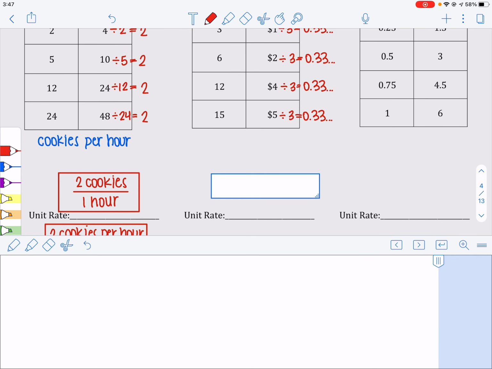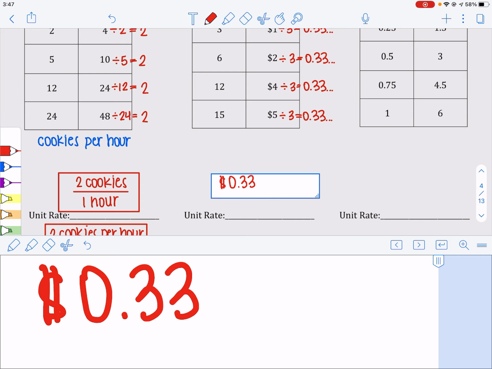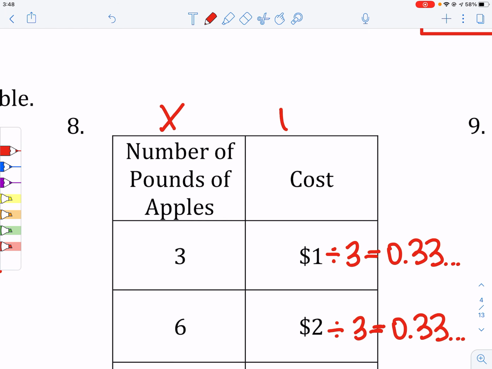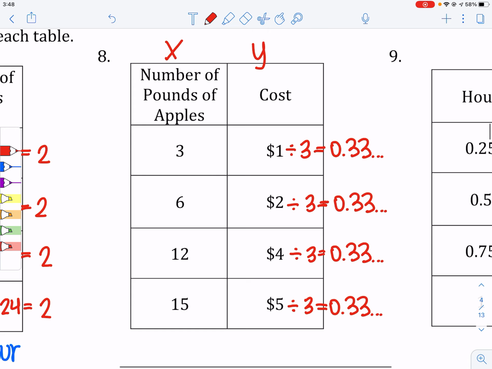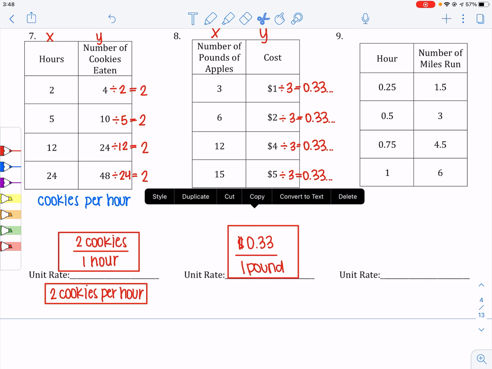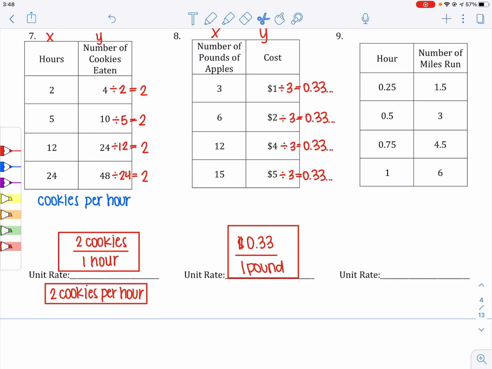So as a unit rate, my answer was 0.33, my y value, so we always are going to do y divided by x when you're doing this. Here's my x, there's my y. If you take y divided by x, the y is money, so that means money is going to go on top. And then the x is number of pounds of apples, so I'm going to put 1 pound. Okay, so it's 33 cents for 1 pound. Or if you want to say 33 cents per pound, that would also be fine.